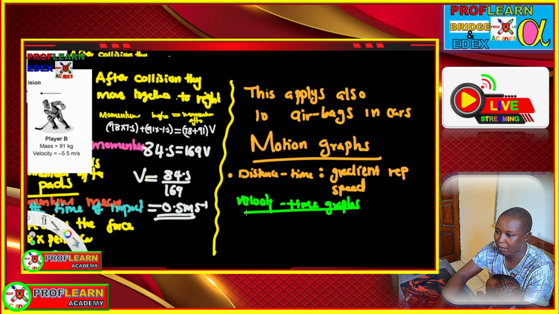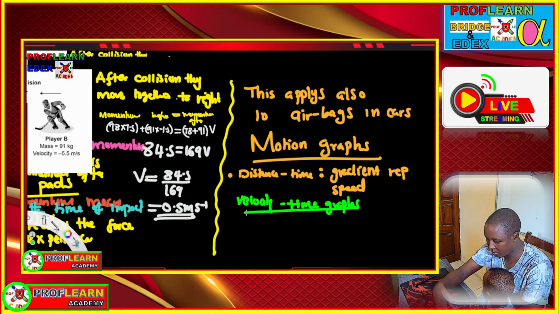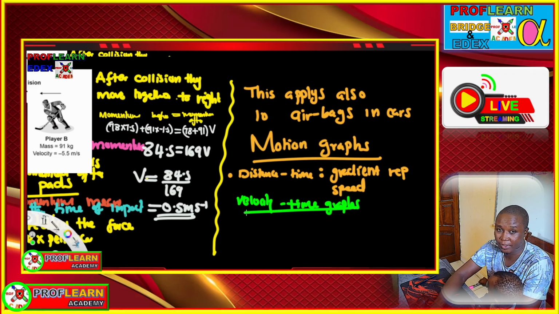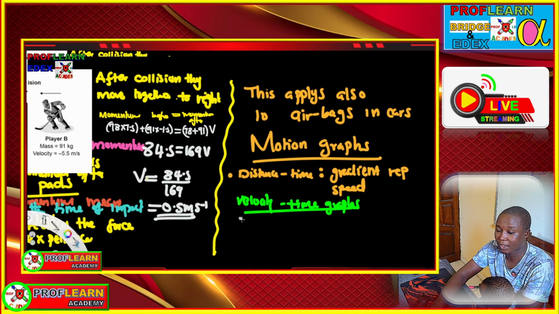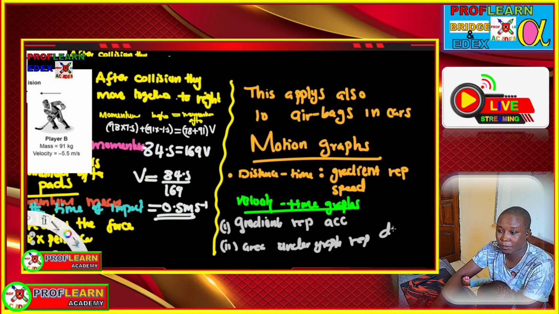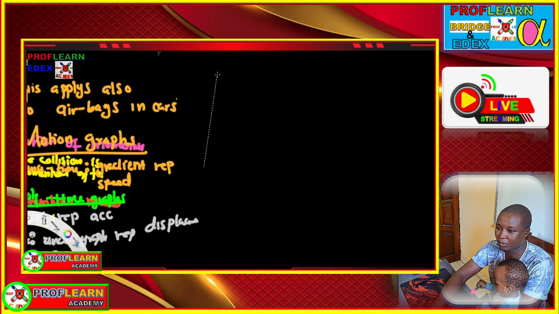And the next part is motion graphs. You need to understand that in a distance time graph, the gradient represents speed, and from distance time graphs, we are able to read distance directly from the graph. And for velocity time graphs, the gradient represents acceleration, and also you need to remember that the area under the velocity time graph represents the distance covered by the object. And also you need to understand different shapes and what they represent in motion graphs.